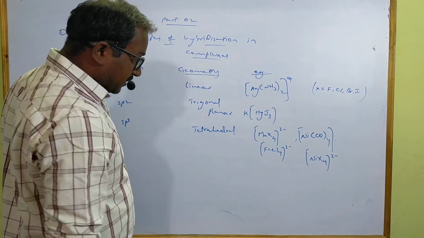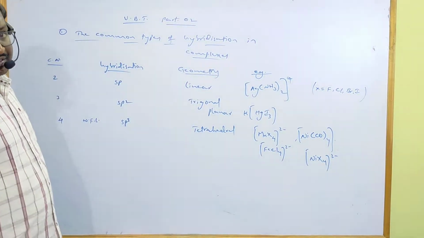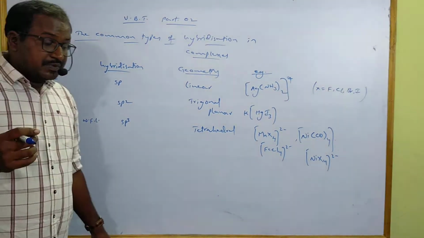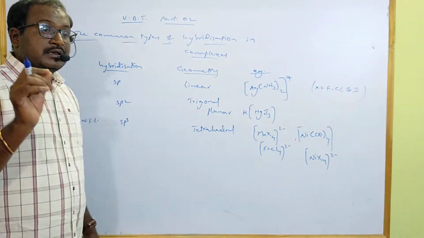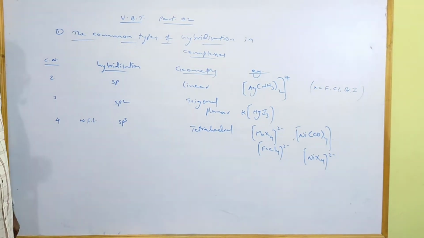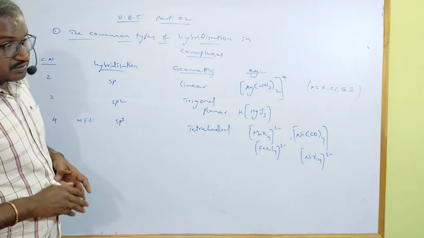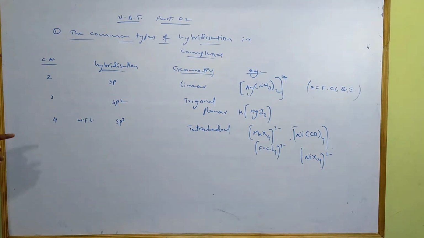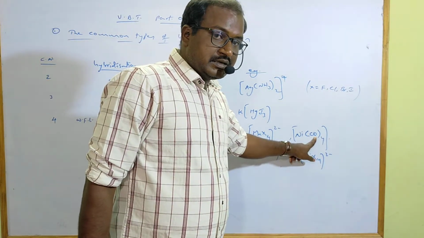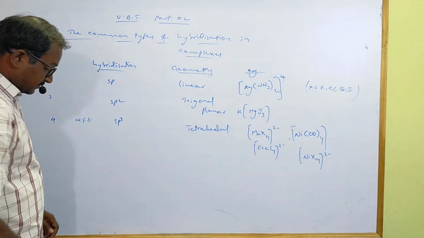Here one important thing is carbon monoxide is a strong field ligand, still sp3 hybridization because of availability of empty orbitals. Valence bond theory main principle is what? The number of vacant orbitals must be equal to the number of ligands donating to the central metal atom. So compulsorily, due to availability, even though strong field ligand, it is in sp3 hybridization.